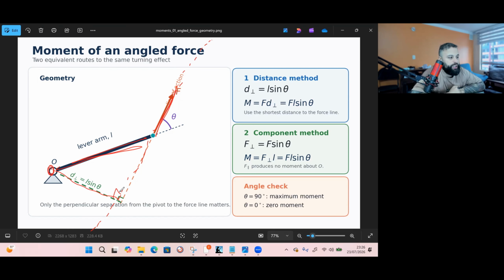So the line of action of a force is an imaginary straight line extending. Okay, so it's extending through the force arrow in both directions. It goes upwards and it goes downwards.